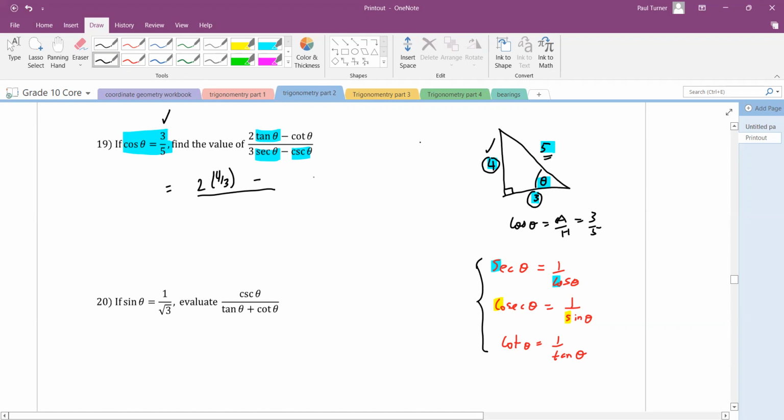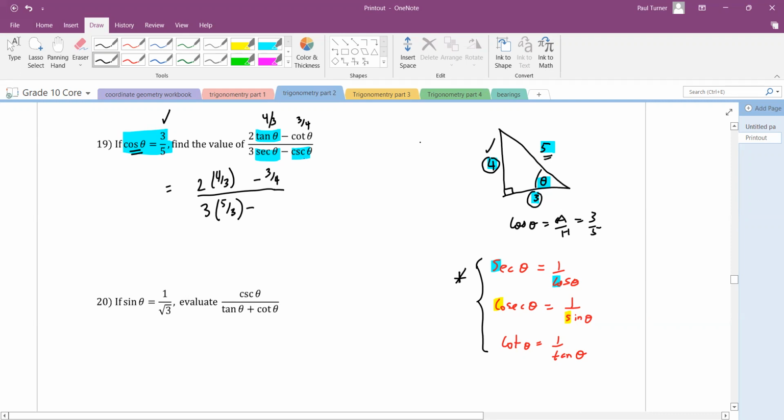Minus cot, which is 1 on tan. So if tan is 4 on 3, cot is 3 on 4. They are reciprocals. So I don't even need to really use my rule, do I? So cot is the reciprocal of tan. So we'll write 3 on 4 here. 3 sec. Sec is 1 on cos, and we know cos already. So sec is going to be 5 on 3, the reciprocal. You can refer to the diagram and these rules, but actually not really necessary. We just find the reciprocal.